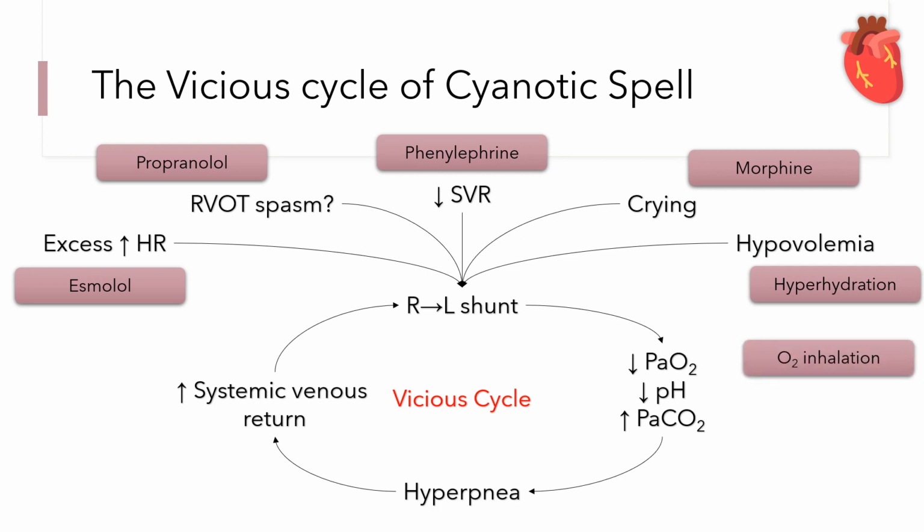We can give oxygen inhalation to increase the PaO2. What other thing we can do? We can give positive pressure ventilation, because giving the positive pressure ventilation will cause improvement in oxygen saturation and increase in pH. Next, what we can do? We can give sodium bicarbonate to correct the metabolic acidosis. If we give sodium bicarbonate, the metabolic acidosis will be corrected and this step can be blocked.